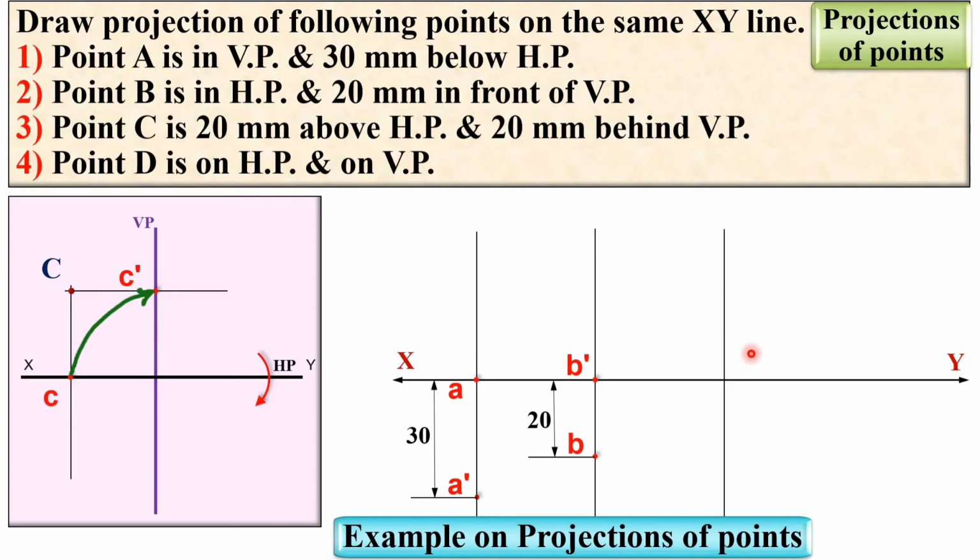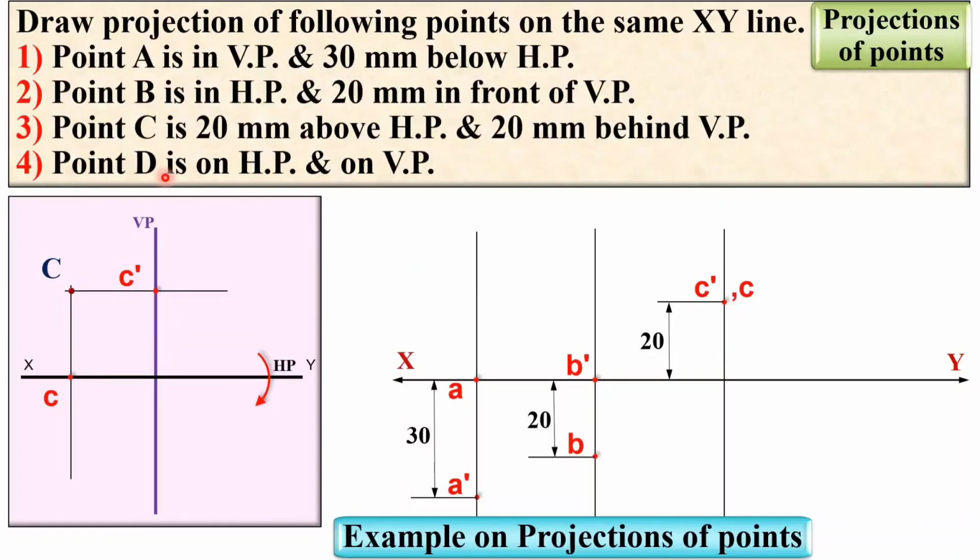So now I can locate the C dash point first, that is 20 mm above HP. When I rotate this horizontal plane 90 degrees in clockwise direction with respect to this fulcrum point, it will move over here. In this distance, you know that 20 mm, so C and C dash would coincide over here. So mention it 20. So this is the projection for the point C.